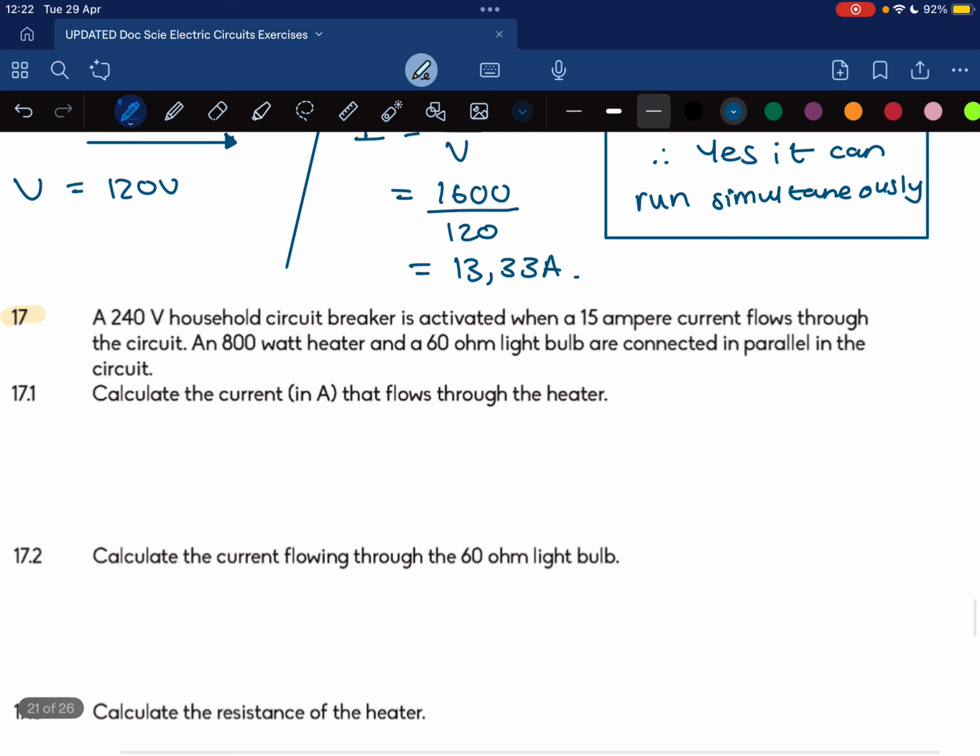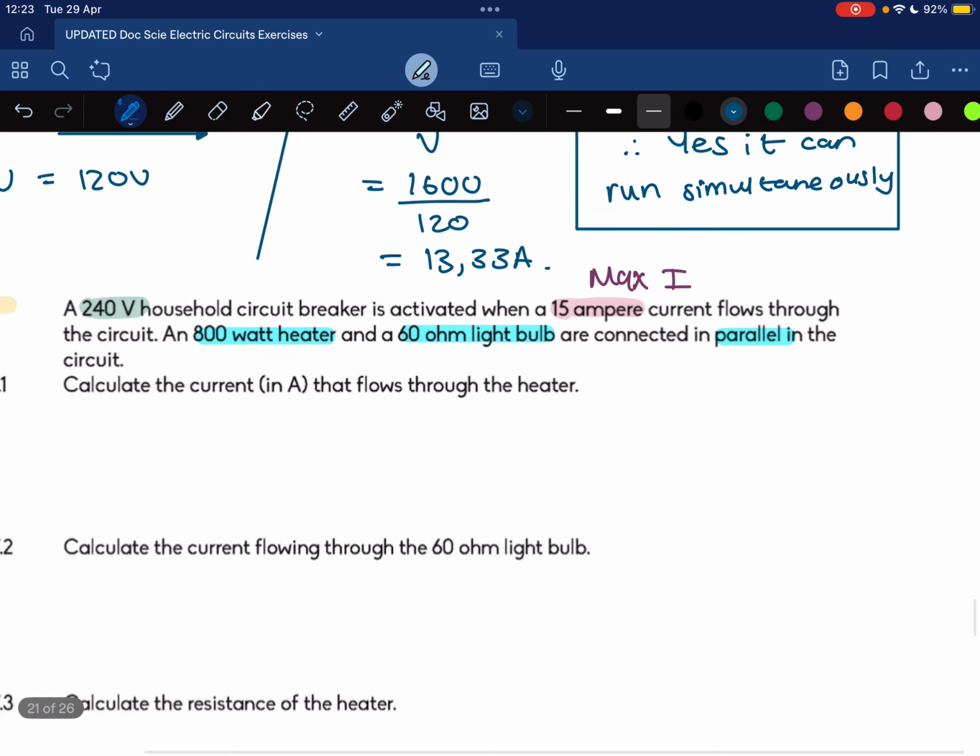So it says a 240 volt household, so we're given the voltage. A circuit breaker is activated when you have 15 amps of current flowing through it. So again, it's the same as the trip switch. So 15 amps is basically the max current. So it says here that an 800-watt heater and a 60 ohm light bulb are connected in parallel in the circuit.